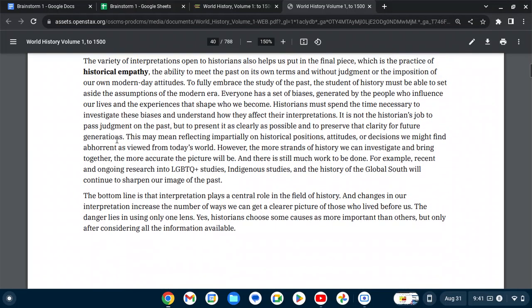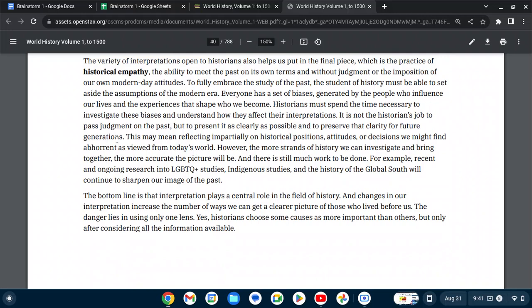The variety of interpretations open to historians also helps us put in the final piece, which is the practice of historical empathy, the ability to meet the past on its own terms and without judgment, or the imposition of our own modern day attitudes. To fully embrace the study of the past, the student of history may be able to set aside the assumptions of the modern era. Everyone has a set of biases generated by the people who influence our lives and the experiences that shape who we become.